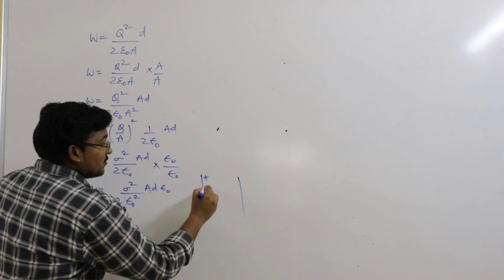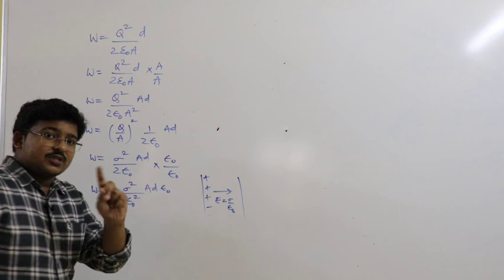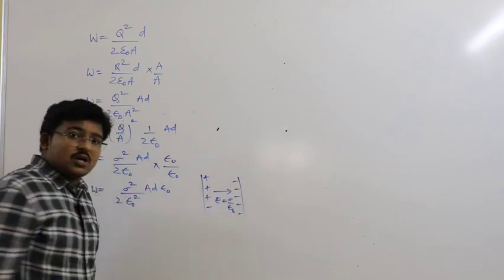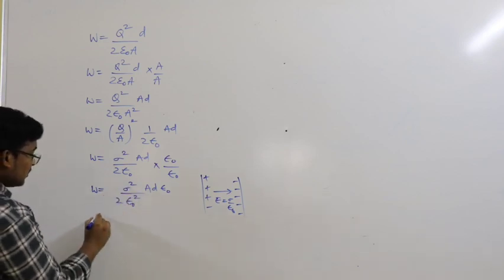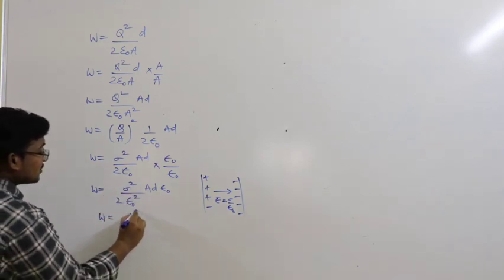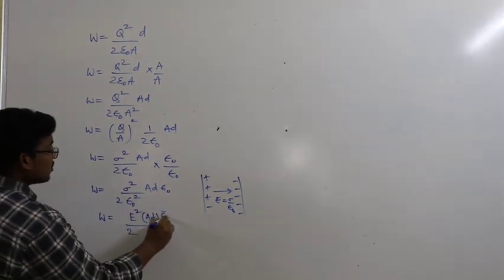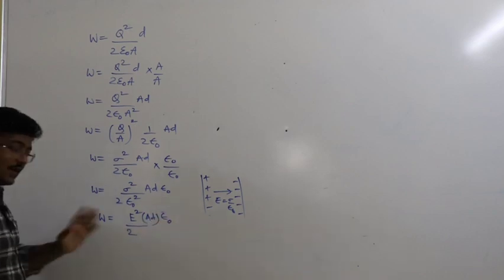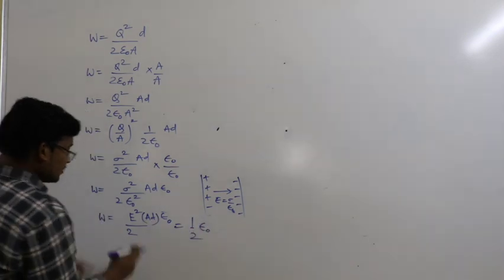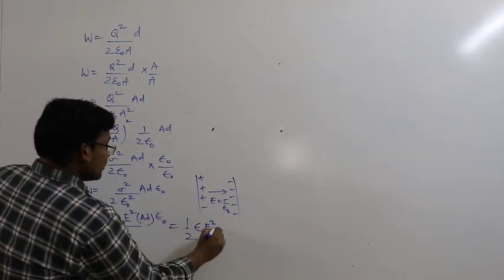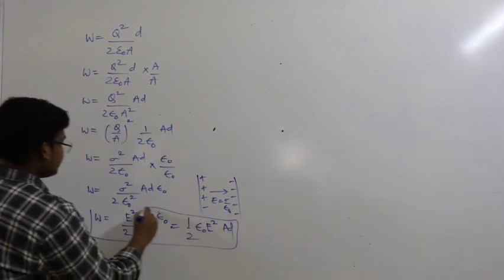Electric field in between the plates. You know that this field is equal to sigma by epsilon naught. Due to a single plate, sigma by 2 epsilon naught, so that due to 2 plates, sigma by epsilon naught. So here I can write W is equal to electric field square by 2 into A D epsilon naught. Now this I can write as half epsilon naught E square into AD.